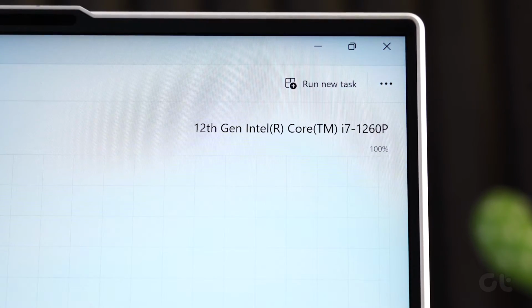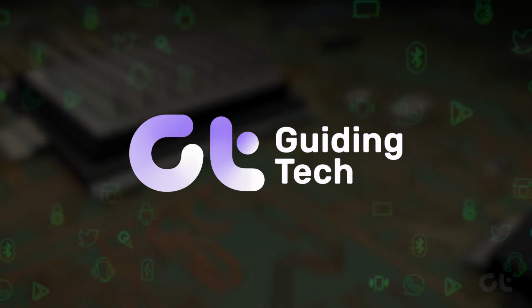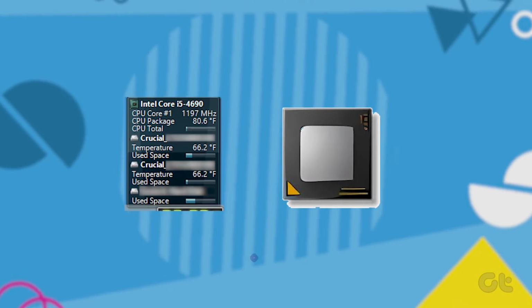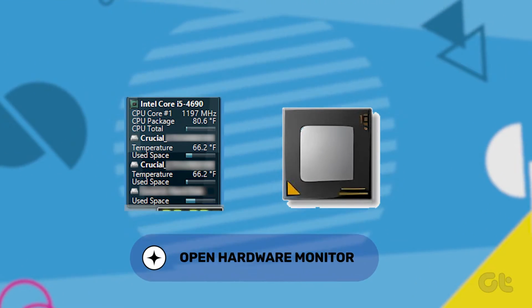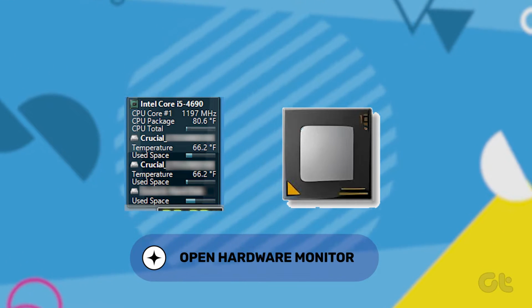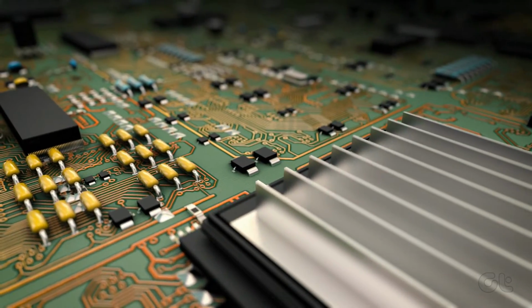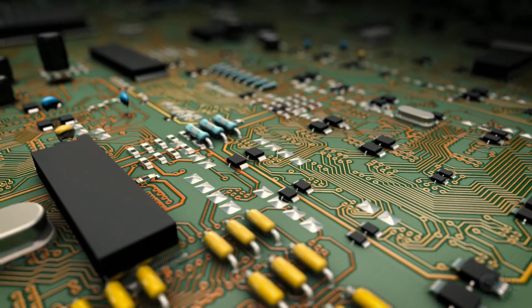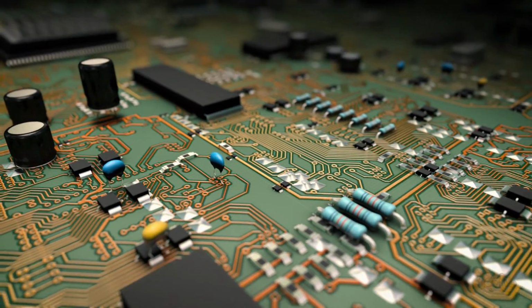In this video, we will show you how to display CPU temperature on Windows. Let's begin. Open Hardware Monitor is a free open source software that makes it easy to monitor a number of hardware statistics for your computer. Here's how to use it to get a CPU temperature monitor widget on your Windows desktop.